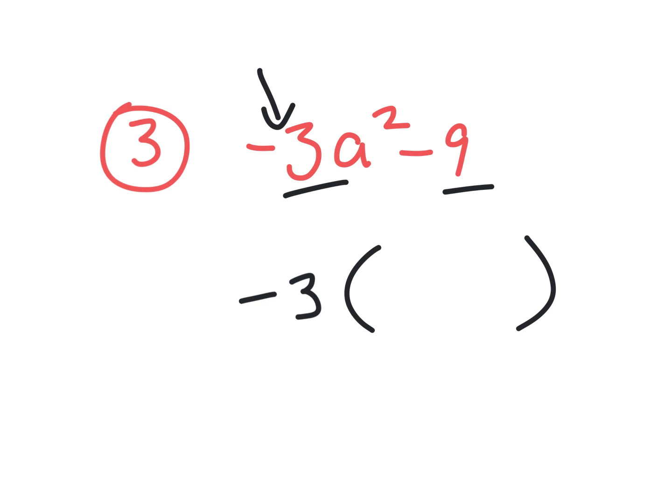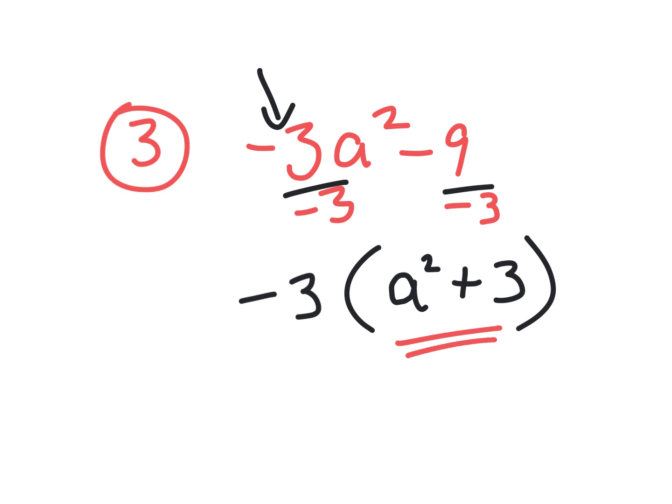Jack, what do you think is left? B squared plus 3. Plus 3 is correct. And if you're like, how the heck did he get that second part? If you divide them both by negative 3, you'll see you have negative 9 divided by negative 3, which makes positive 3.